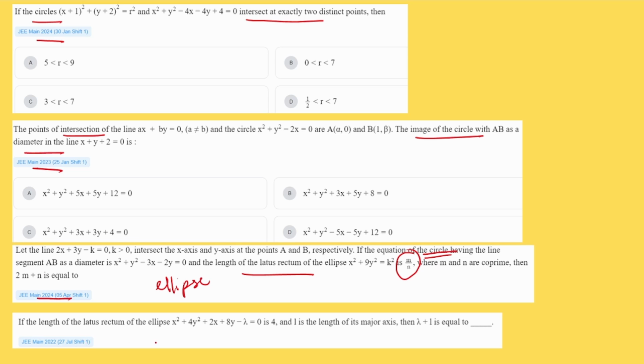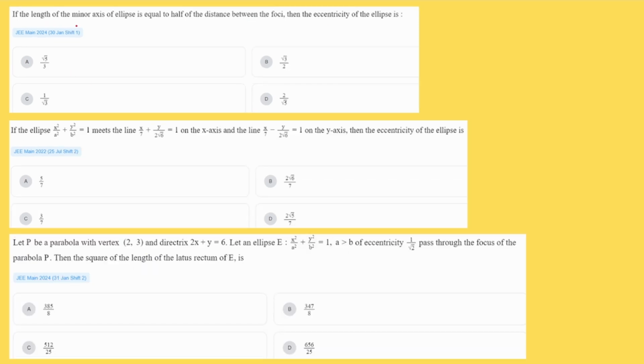Here, this is one of the direct kinds of questions they asked from the conic section, that is length of the latus rectum of ellipse and length of the major axis. 2022, they've asked this question. Then the length of the minor axis of the ellipse is equal to half of the distance of the foci. Eccentricity of the ellipse is what? You need to know the formulas of eccentricity, latus rectum, major axis, minor axis for ellipse. Ellipse again they've given. Eccentricity they're asking us to find, 2022.